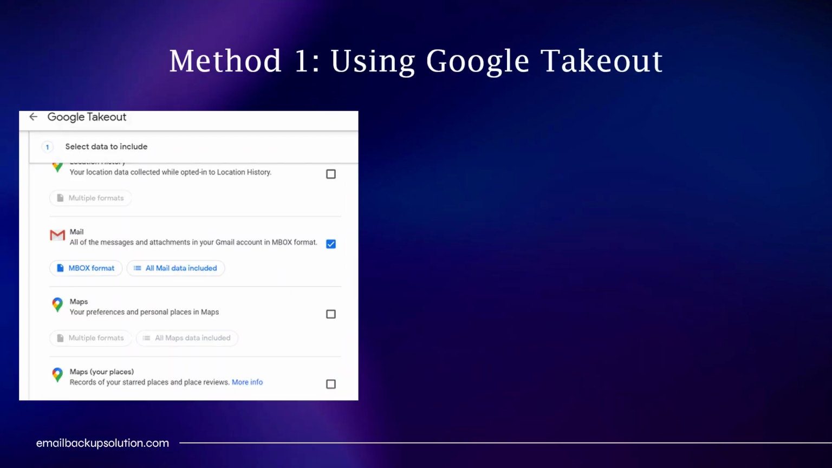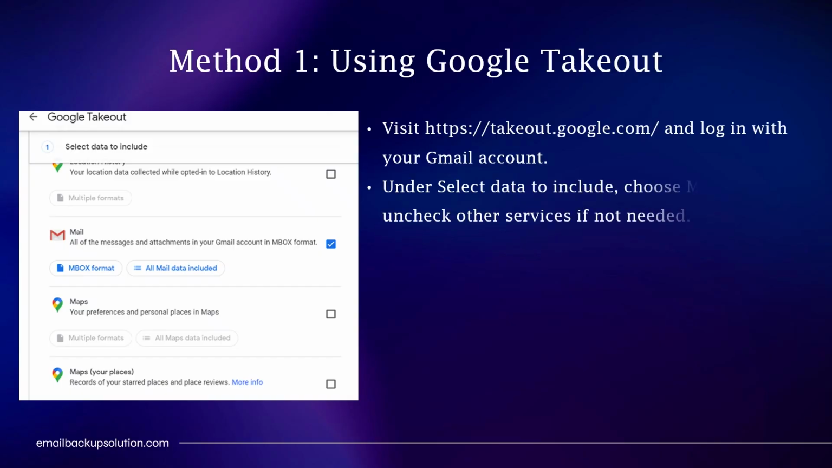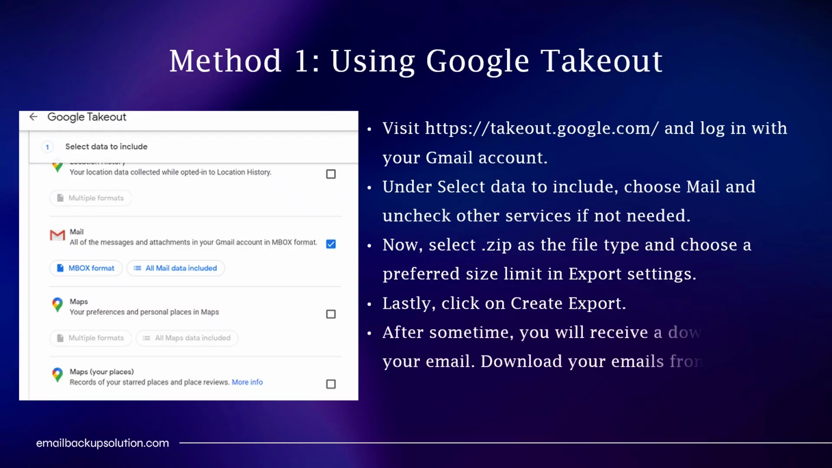Follow the steps: visit Google Takeout, and log in with your Gmail account. Under Select Data to Include, choose Mail and uncheck other services if not needed. Now select .zip as the file type and choose a preferred size limit in export settings. Lastly, click on Create Export. After some time, you will receive a notification with a download link in your email. Download your emails from there.